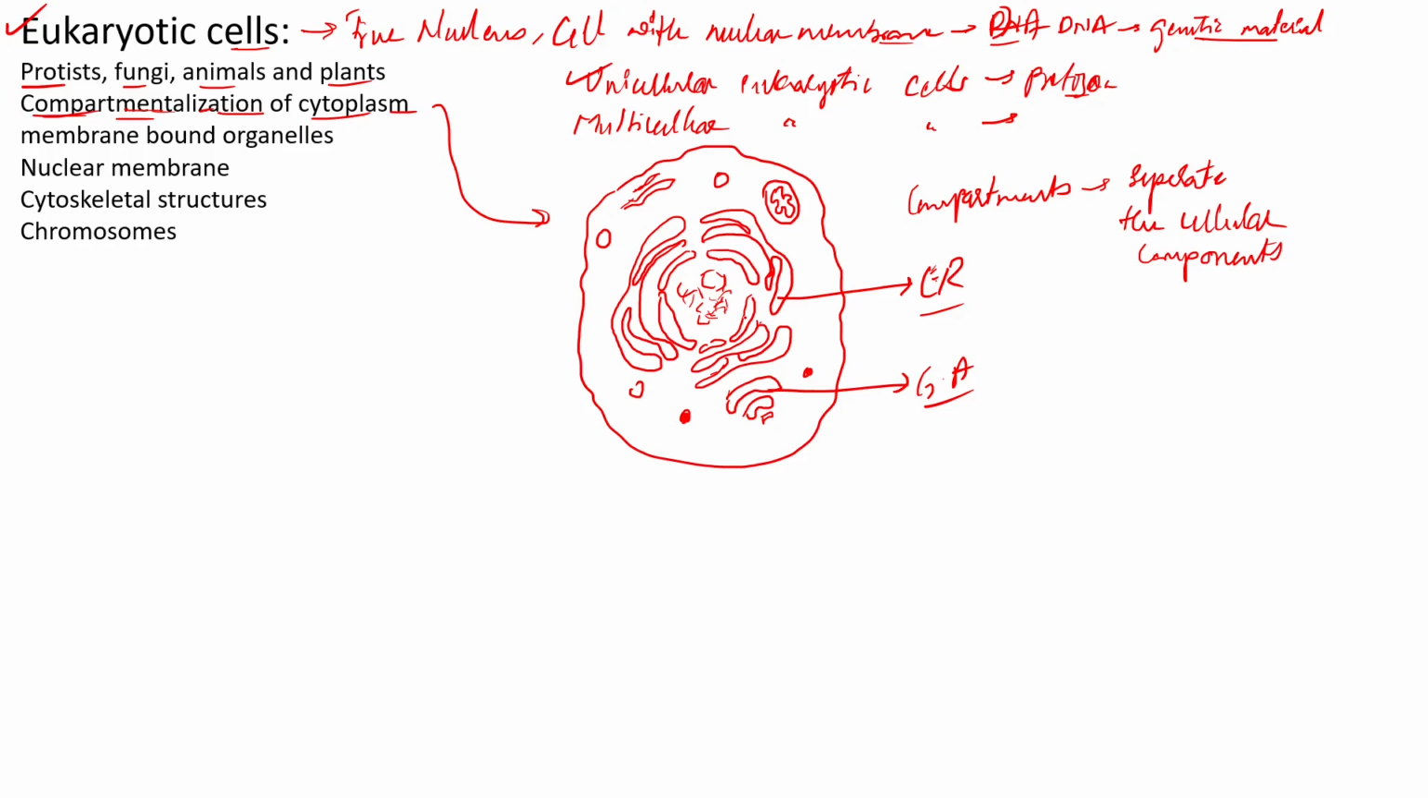Similarly you also have the nuclear envelope, which is mainly responsible for isolating the DNA, the genetic material, from the cytoplasm. That is the main function of the nuclear envelope. These membrane structures inside the eukaryotic cells play an important role in the compartmentalization of the cytoplasm. They divide the cytoplasm into a series of compartments. So this is a unique feature of the eukaryotic cells.